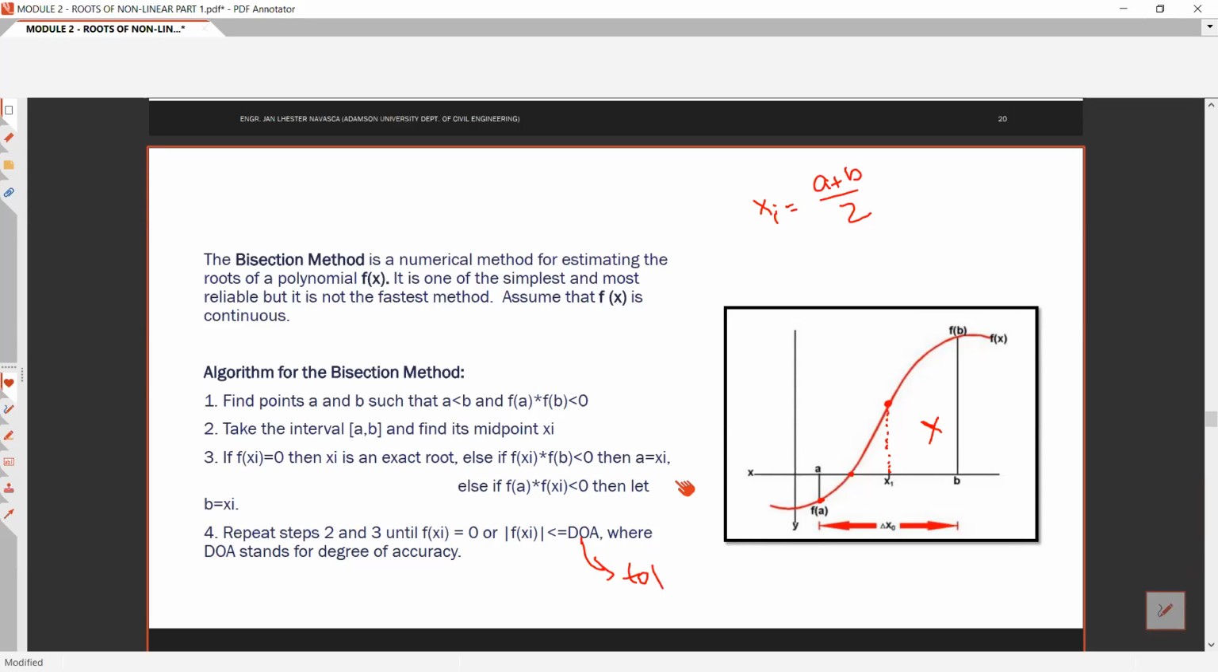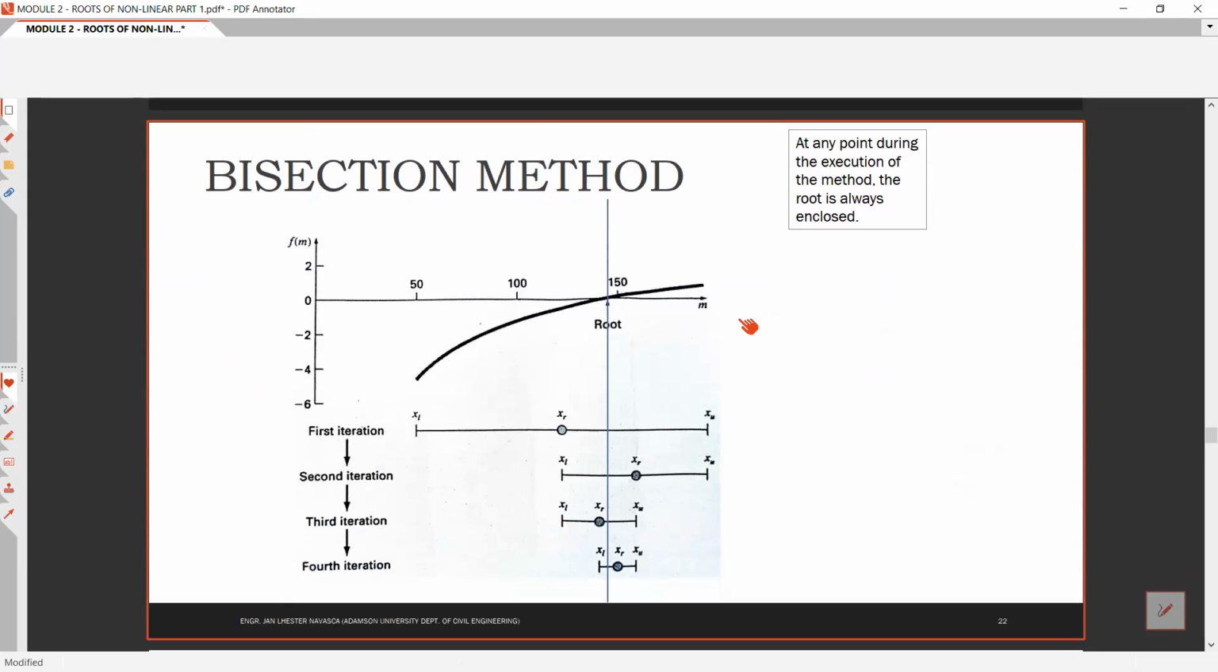Maybe it is easier if we see how it happens. Let's say you have your first guess 50 and another at 200. After the first iteration, here is the midpoint. Then you check again: multiplying negative and negative, the root is not there, it is on the other side. Negative multiplied by positive, the root is there. So this becomes my left boundary and this becomes my right boundary. Then find again the midpoint, the second iteration.